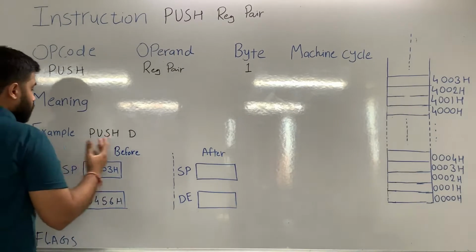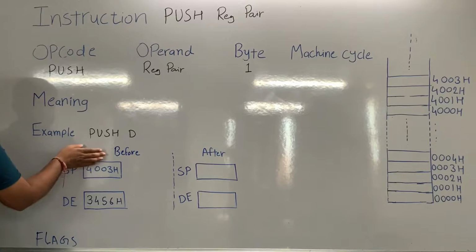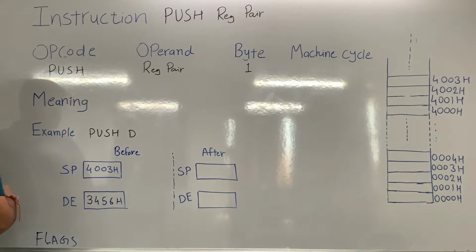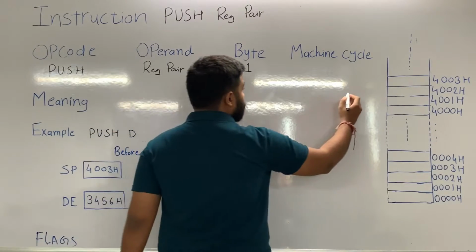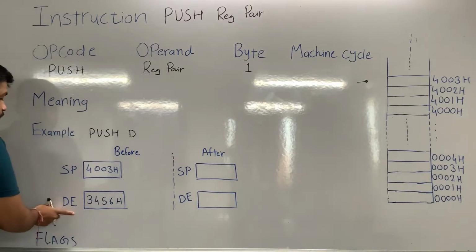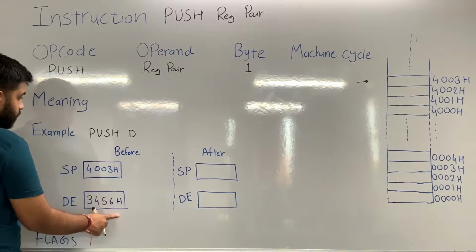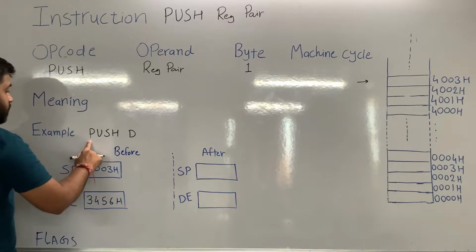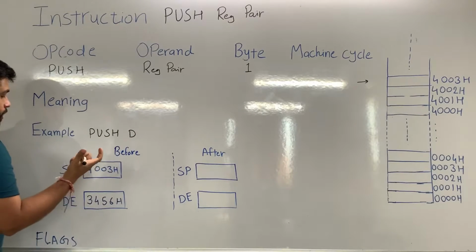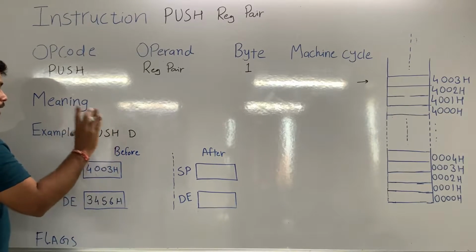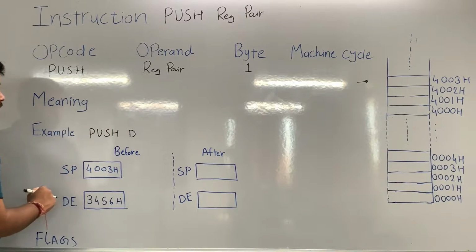Now let's see the example, that suppose before the execution the content of stack pointer is 4003H. It means the stack pointer is pointing to 4003H. The content of DE pair is 3456H and the instruction that we are executing is push D. So when this instruction is executed, you know that the content of DE pair will be stored in the stack. Right now the stack pointer is pointing at 4003H.